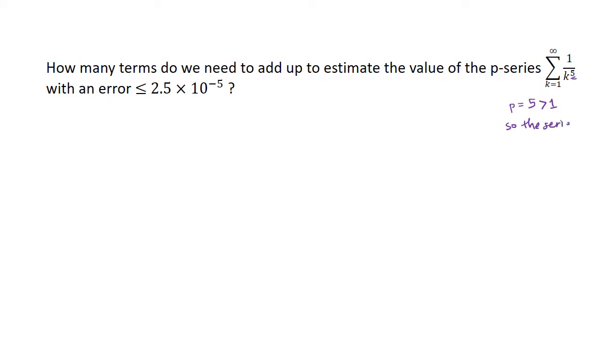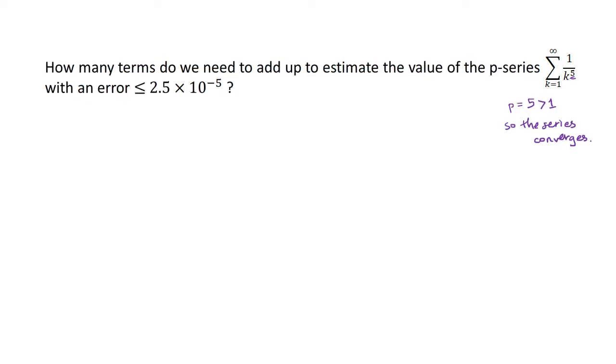But to what is the question? The way that we estimate this is just adding up partial sums. But we want to know how many terms we have to add up before we can be sure that the error between our partial sum and the actual sum is less than 2.5 times 10 to the negative fifth.